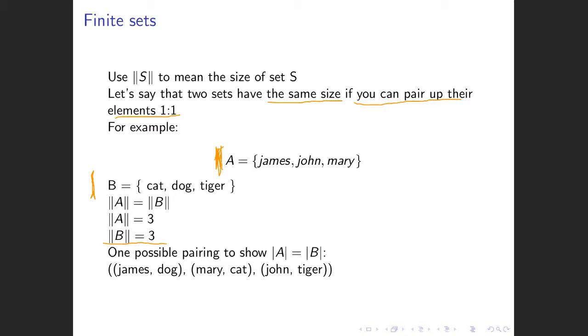So for example, you could make a mapping that makes cat go to James and dog to John and tiger to Mary, and you've demonstrated that for every element of this set there is an element of that set and vice versa. Now here's another way of doing it. You could pair James with dog, Mary with cat, and John with tiger. And if you can find a way to do that, you have shown that the 2 sets have the same size. Happy? Okay.